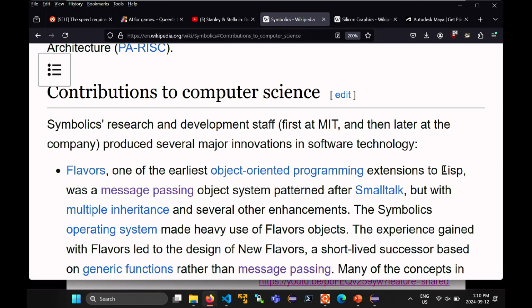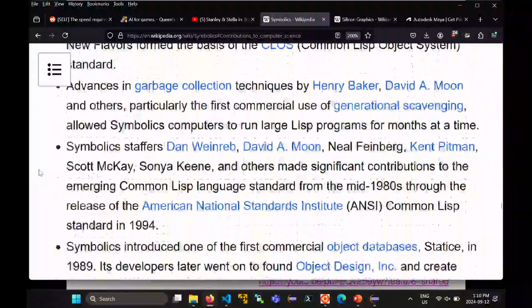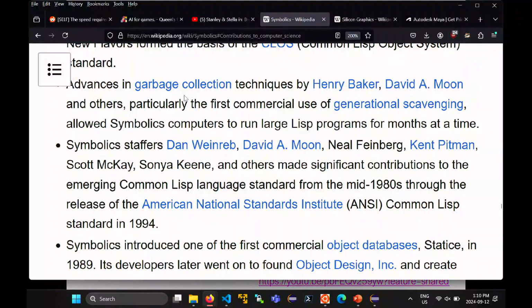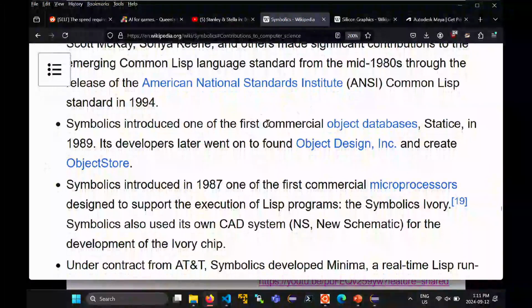So they made these computers that basically ran Lisp. But they did a whole bunch of other things as well. This is one privately held company, and there's a whole whack of contributions that they made to computing. They made one of the earliest object-oriented programming languages, as a variation of Lisp. Garbage collection: your languages like Python and Java all use garbage collection to remove unused objects. Symbolics is one of the first companies that actually put this into practice, again in Lisp, unfortunately. They also introduced one of the first object relational databases. That's kind of a big deal.